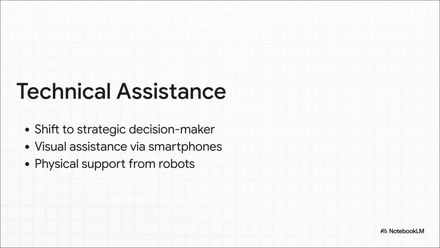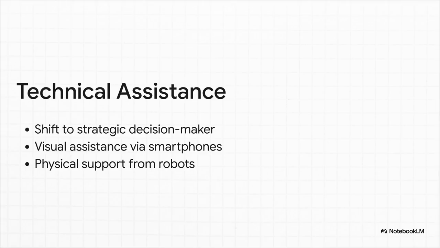Which naturally leads to the big question, what happens to the humans? That's answered by the fourth principle, technical assistance. Humans are absolutely not removed from the equation. Their roles are just elevated. The human shifts from being a mere machine operator to a strategic problem solver. And they get massive technical assistance to pull this off.